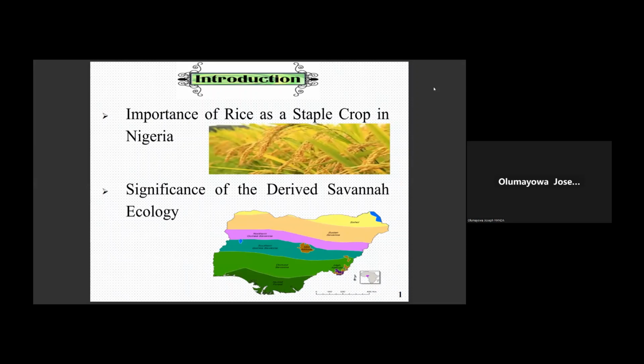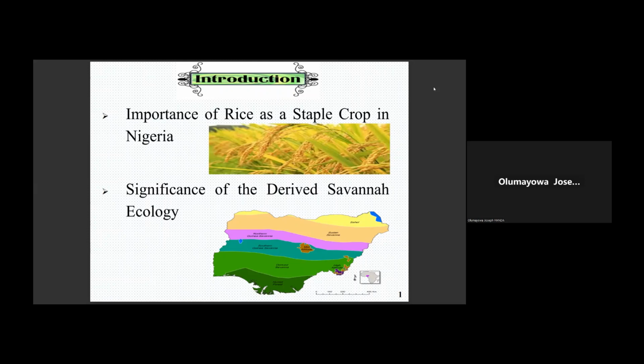Rice is of great importance, not only as a dietary or staple crop, but also as a beneficial crop to Nigeria. Nigeria happens to be in the West African region of Africa. Rice enhances food security, economic impact, and import substitution, as well as having nutritional value.